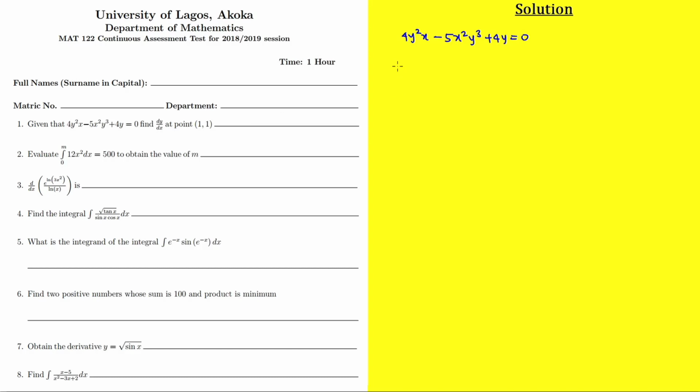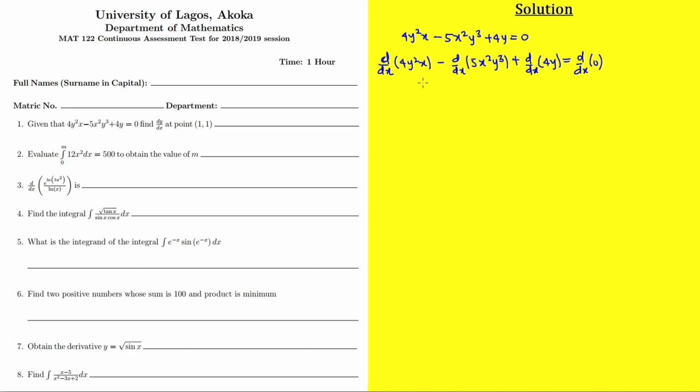Now for us to do that, we need to differentiate each term here with respect to x, in order to find dy/dx. If we do that, what are we going to have? That means we are going to have d/dx of 4y squared multiplied by x, minus d/dx of 5x squared multiplied by y cubed, then plus d/dx of 4y, to be equal to d/dx of 0.